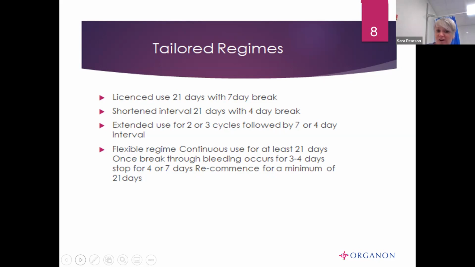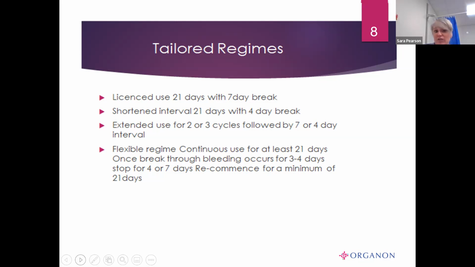There's the extended or tricycling, which is the 3 cycles back to back, followed by, again, either the 7-day or the 4-day interval, whichever the woman chooses, or the flexible regime, which is continuous, but it has to be for at least 21 days. And once they've had 21 days of active pills, they then would just wait for their body to tell them when to have a break. So what would normally happen is for several months, they don't have any bleeding, then all of a sudden they'll get a couple of days or 3 or 4 days of consecutive bleeding, and that's their body telling them to have their break, whether it be a 4-day or a 7-day.